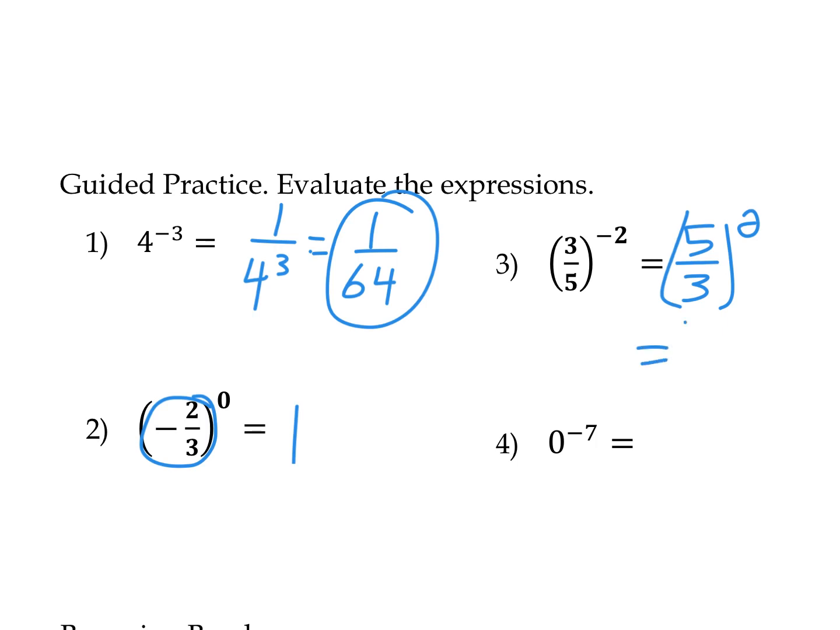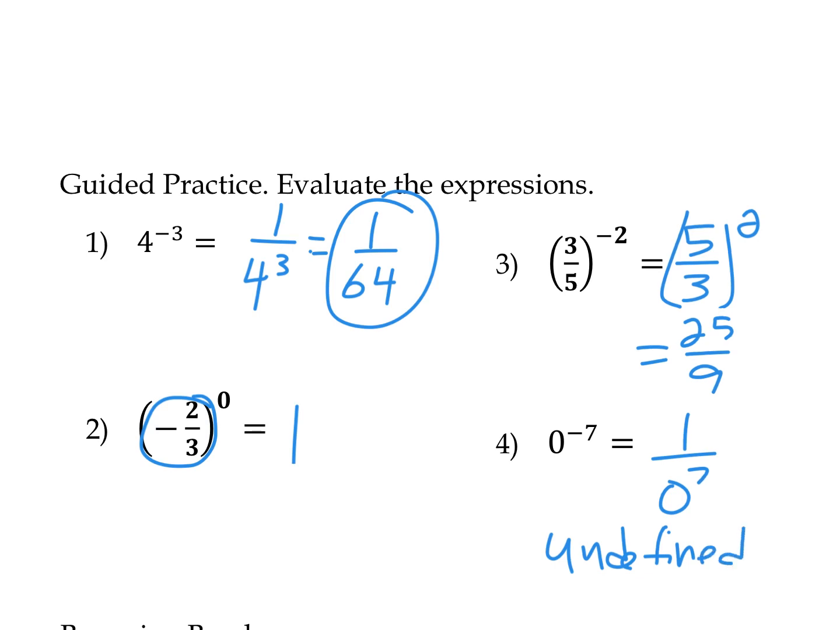And then that would be equal to 25 over 9. Now this next example is a little odd. We said 0 to any power is equal to 0. And that's true. This would be 1 over 0 to the 7th, which is undefined. We can't have a 0 in a denominator. So this would be undefined.